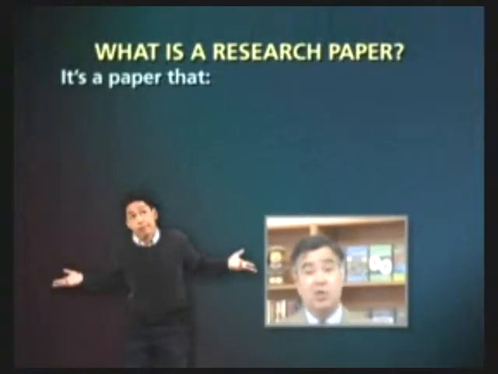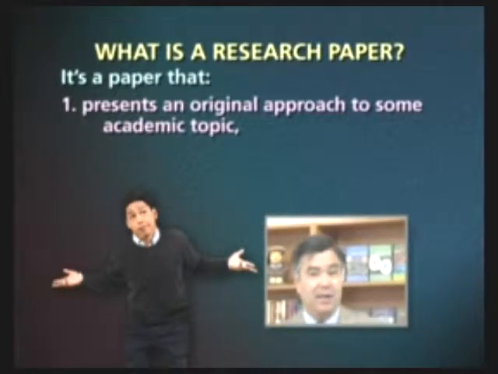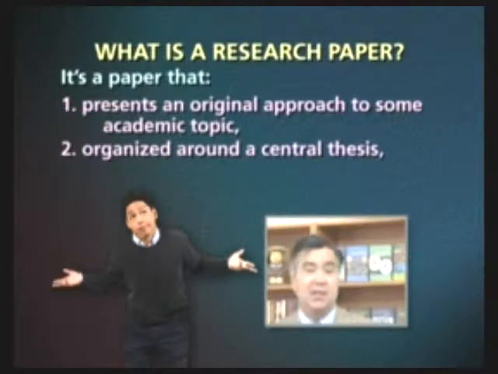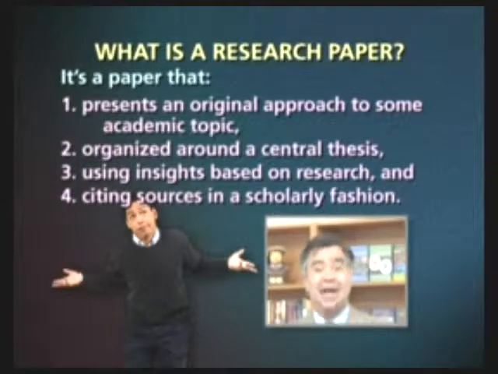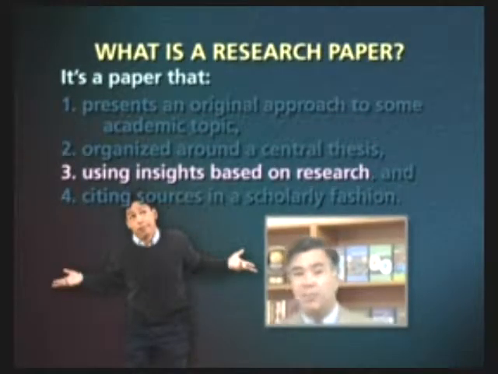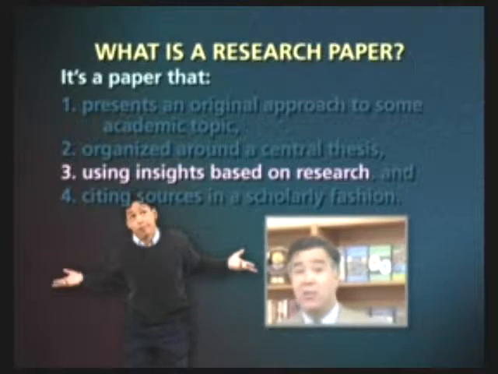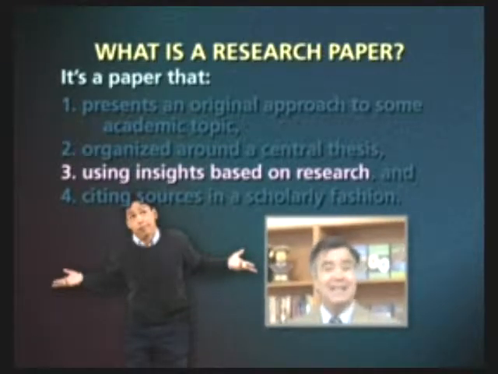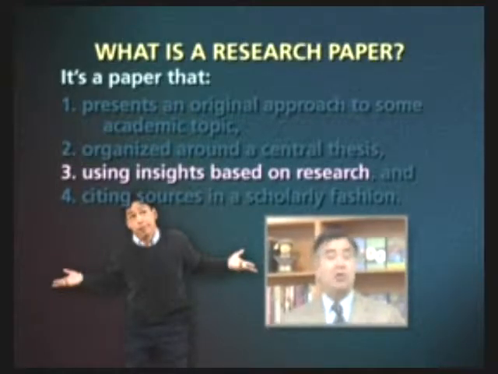First, let's recall the definition of a research paper that we offered in the first program in this series. A research paper is a paper that presents an original approach to some academic topic, organized around a central thesis, using insights based on research, and citing sources in a scholarly fashion. The third point in this definition leads to some confusion on the part of students and helps to make plagiarism more likely. Yes, as that third point suggests, your paper will use insights based on research, which means that you will borrow facts and ideas that you come across in your reading.